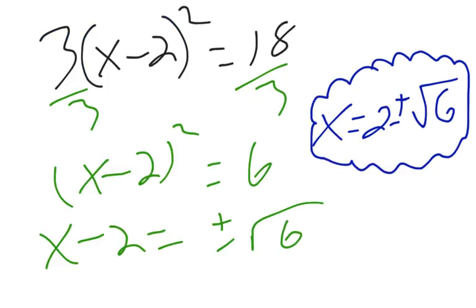Okay, so you get to the point where you have 3 times (x minus 2) squared equals 18. So you're going to divide by the 3, so you isolate the x minus 2 squared, and then you square root both sides, and don't forget, that's how you get the 2 solutions. You get a plus or minus when you square root both sides. And once you isolate x, you get x equals 2 plus or minus the square root of 6.